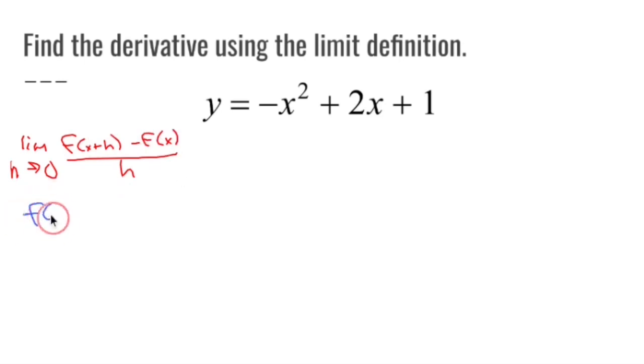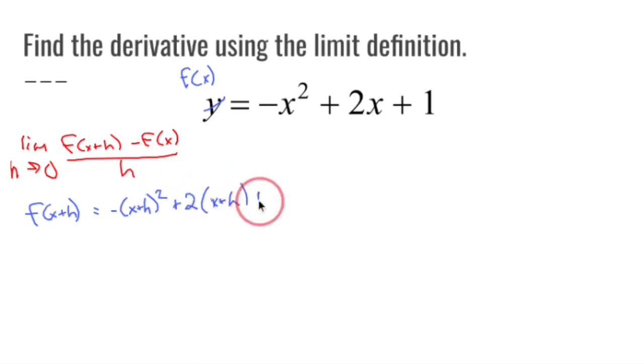So to find f of x plus h, you need to rewrite this original equation. And remember, y and f of x, same exact thing. You're going to rewrite this equation, and you're going to replace every x value with x plus h. So f of x plus h is negative x plus h in parentheses squared plus 2 times x plus h in parentheses plus 1.